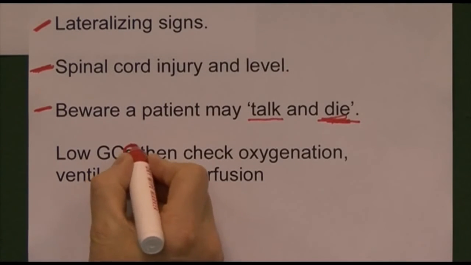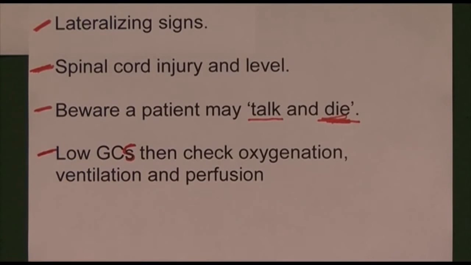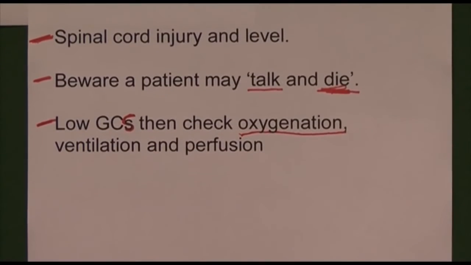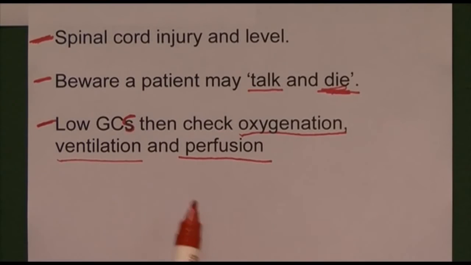If the GCS is low, then check the obvious things. Make sure the patient's being oxygenated, make sure they're being ventilated, and make sure they're being perfused. Because very often low GCS is caused by poor brain oxygenation, poor ventilation of the lungs, poor perfusion of the brain, not by any intracranial pathology itself. So always check those basic things and correct them if the Glasgow Coma Scale is low.